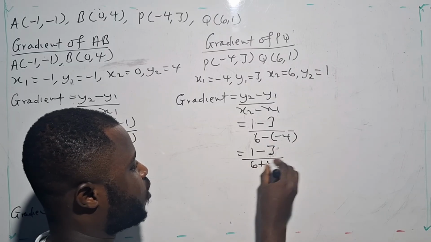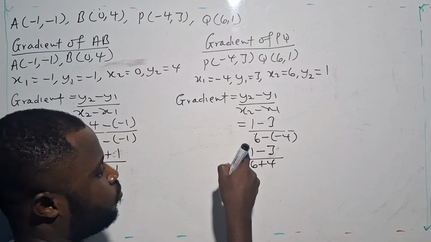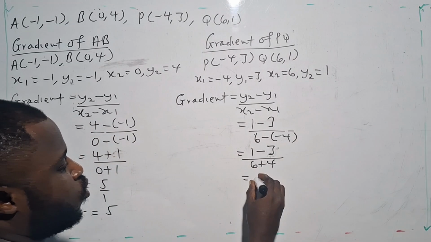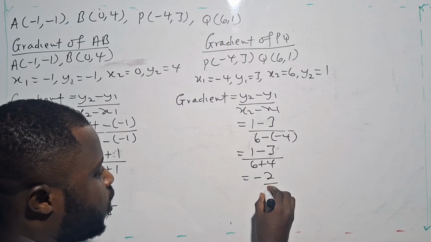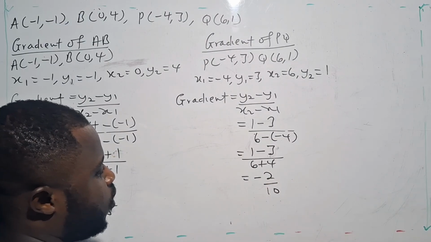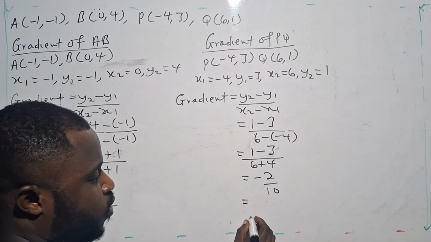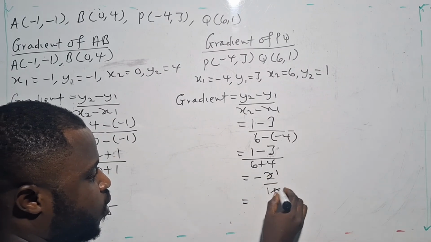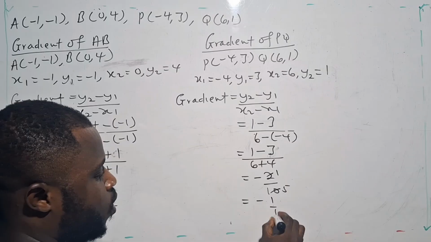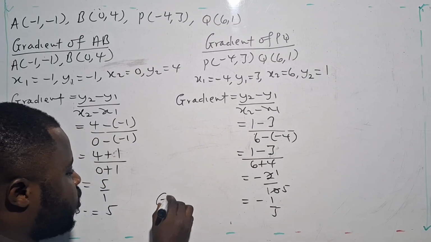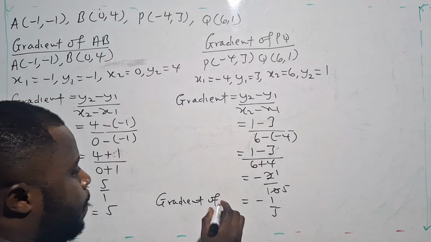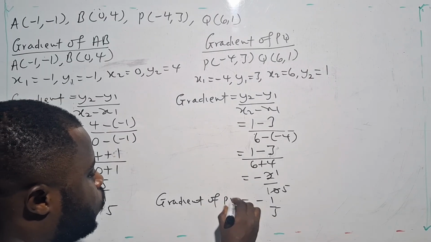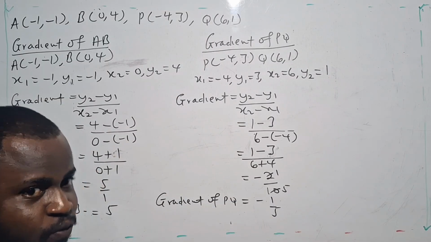Then for the down one, let me repeat even here. So I'll get 6 plus what? 4. Now the top one will give me negative 2 all over, then the down one will give me 10. Now to simplify, this will divide the 1, divide the 5. So negative 1 on 5. So gradient of PQ is negative 1 on 5.